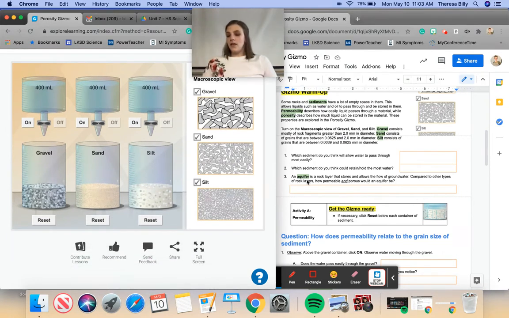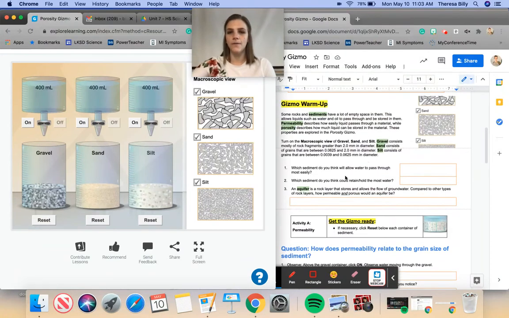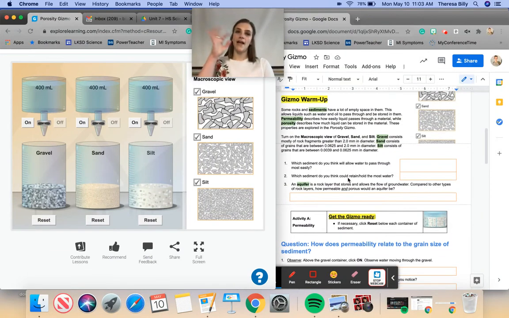Now, question number 3 gets into a big idea for today. An aquifer is a rock layer that stores and allows the flow of groundwater. Compared to other types of rock layers, how permeable and how porous would an aquifer be? Remember, permeable is referring to the ability of a liquid to pass through it.